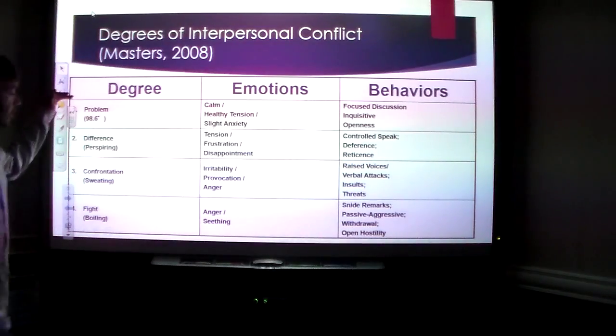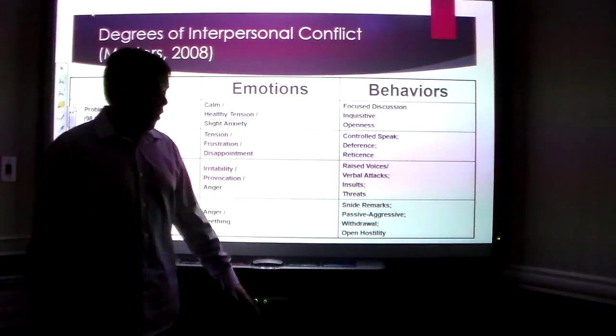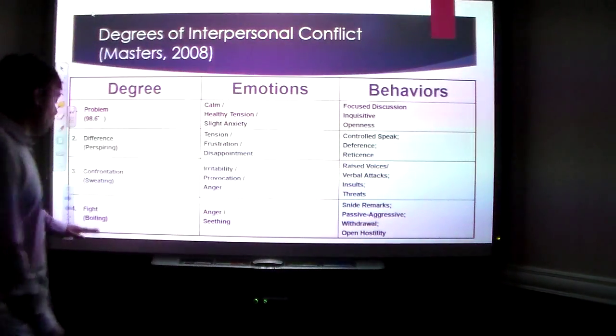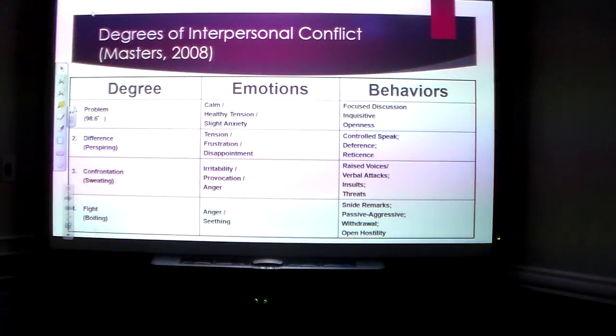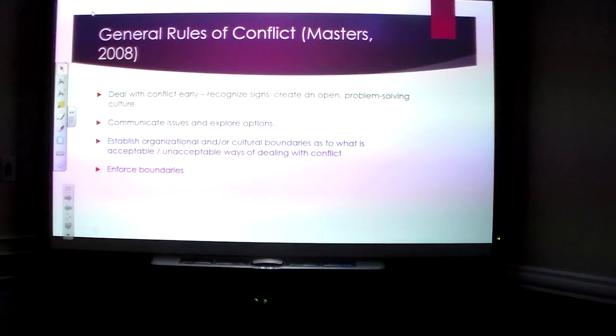Your goal is to never let anything get below the problem range. When it gets to this level, we know that's an issue, and we know that's a problem. When we hit the boiling situation, that's kind of what it is. So what do we say that you should do when you experience conflict or you see it possibly occurring?